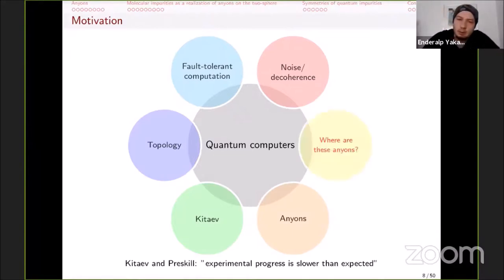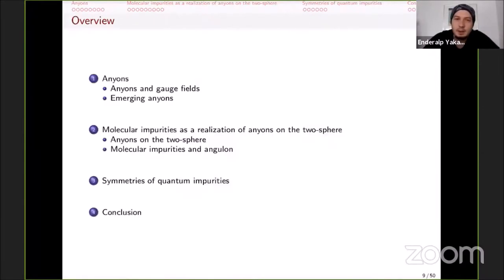So far, so good. And then the question is, where are these anyons? In fact, a few months ago, I read an interview with Kitaev and Preskill, and they admit that the experimental progress on anyons is much slower than they expected. So let me show my outline. In the first part, I will talk about anyons, what those particles are, what the relation to gauge fields is, and how we can realize these emergent anyons.